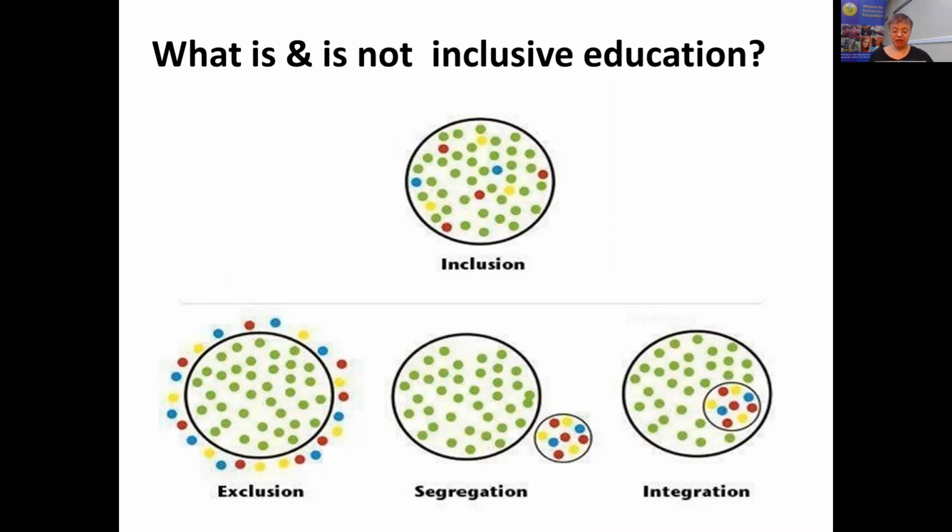The next image represents integration. What you will notice here is two circles. The big circle consists of many green dots representing non-disabled pupils and students. The smaller inner circle in the larger circle consists of blue, green, and yellow dots, representing disabled pupils and students lumped together within mainstream education. Now I will explain what is meant by integration. Disabled pupils and students can be educated alongside their non-disabled peers as long as they adjust and fit into the standardized mainstream education settings. Some examples of integration taking place in mainstream education are as follows.